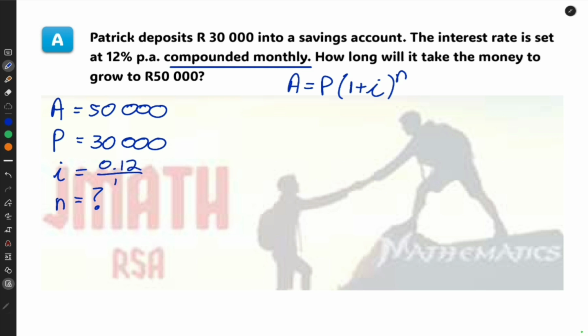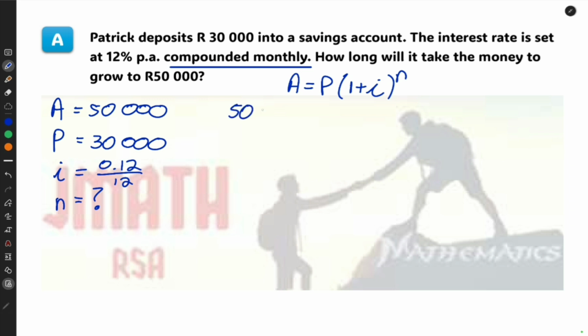You can write this in any way that you like: 12% over 12, 12 over 100. I wouldn't suggest that one, because then you need to figure out what you must multiply with 12. So the best one that teachers and textbooks would advise is the decimal form, but that's up to you. Okay, so now I can fill in everything, and then I can work out what n is.